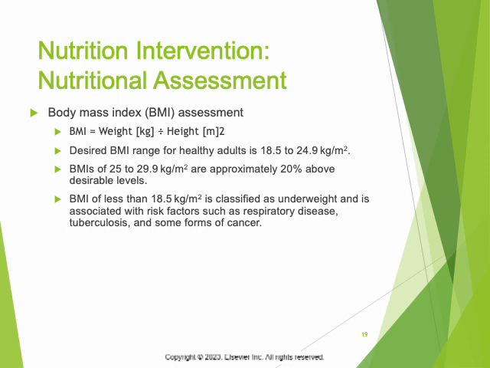Lower risk for health problems is associated with people that fall within these BMI numbers, and this is what makes it a desirable level. A patient with a BMI less than 18.5 kilograms per meter squared is classified as underweight, and this is also associated with some risk factors such as respiratory disease, TB, digestive diseases, and even some cancers.